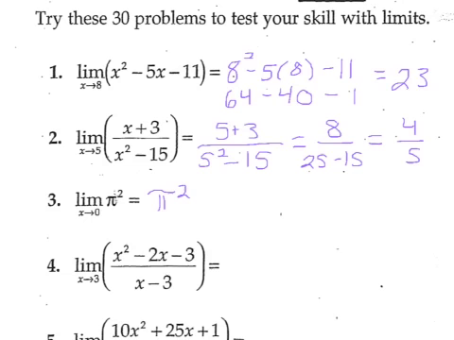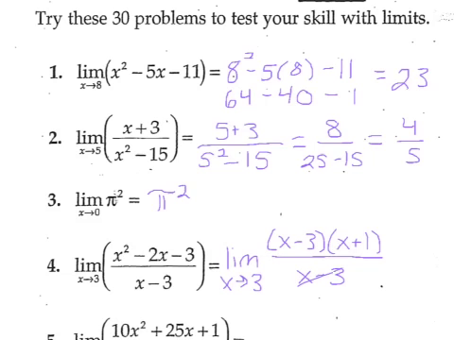The limit as x approaches 3 of x squared minus 2x minus 3 over x minus 3. We cannot take 3 and substitute it in for x because we'll get a 0 in the denominator. So we need to factor first before we take 3 and plug it into our function. So the numerator factors into x minus 3, x plus 1, and then our x minus 3 factors will cancel, and we could take 3 and substitute it in. So the limit will be 3 plus 1, which equals 4.